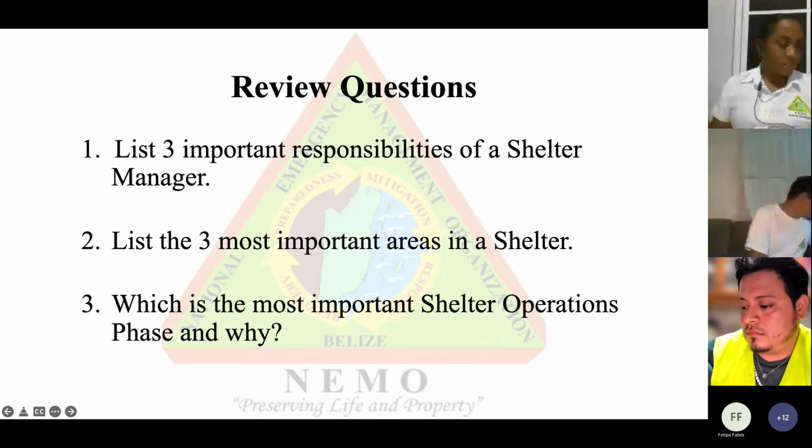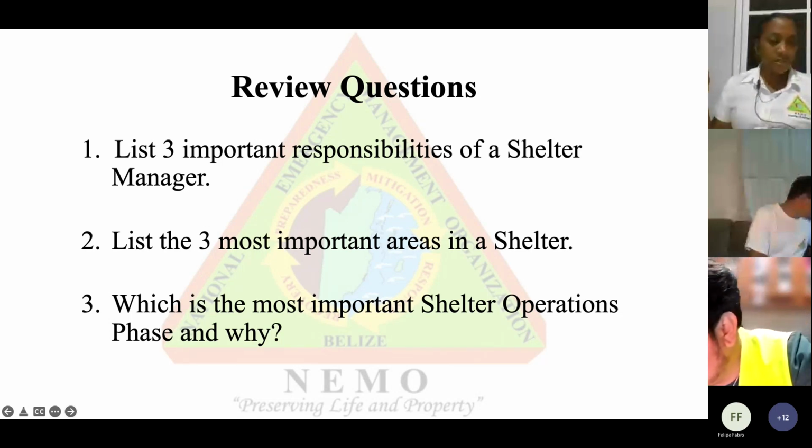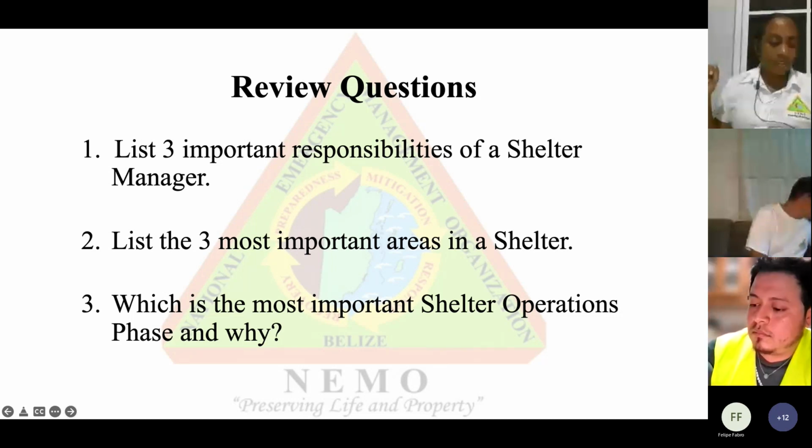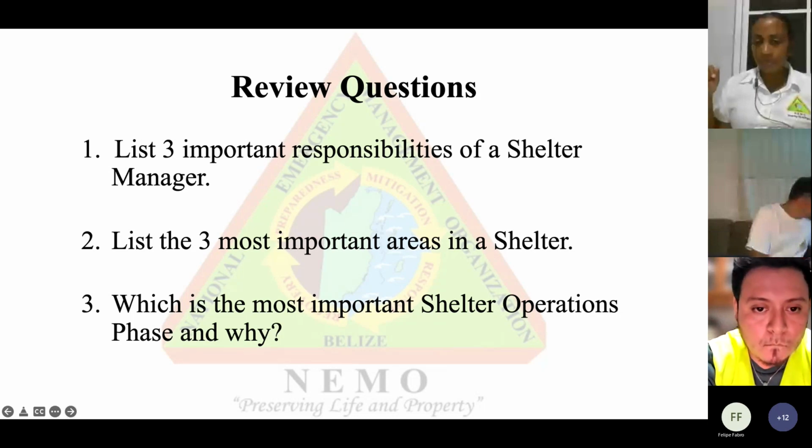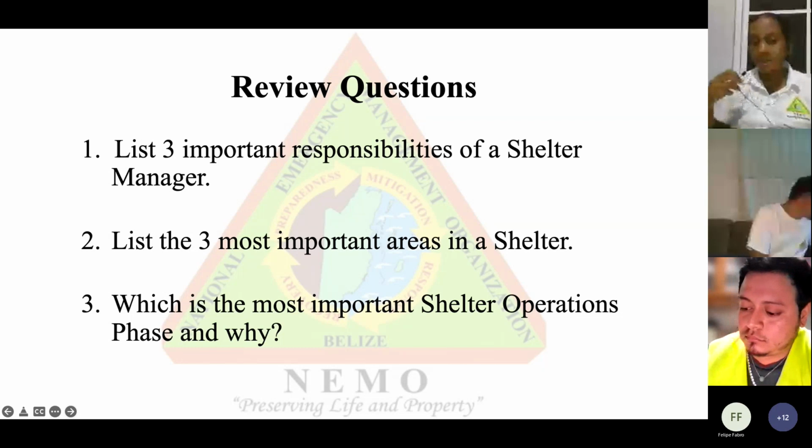Wendy Carter mentioned that the pre-activation phase is the most important shelter operations phase. Let us know why, Wendy. Let us know why you think that the pre-activation phase is the most important phase to you.